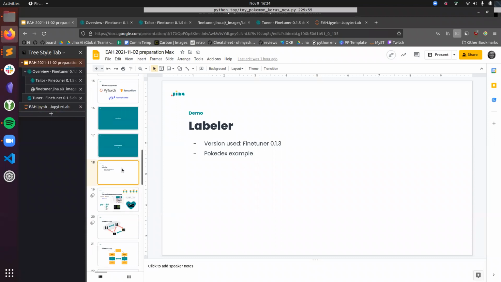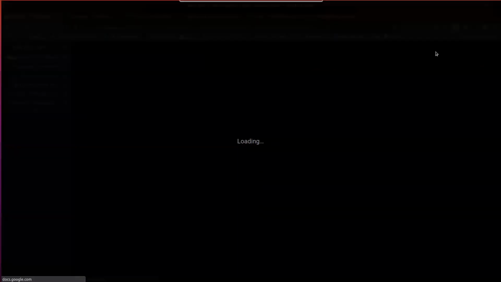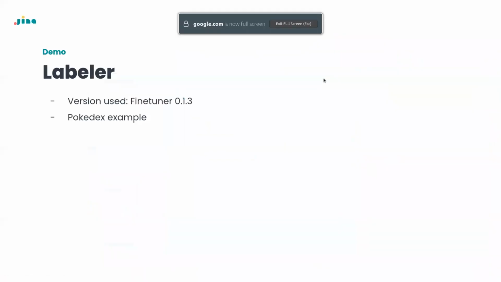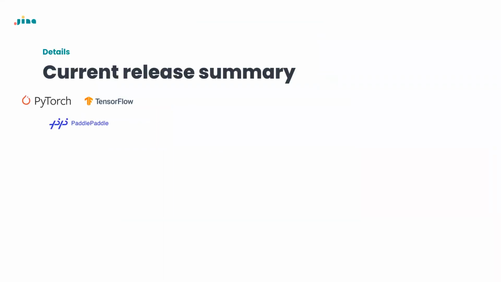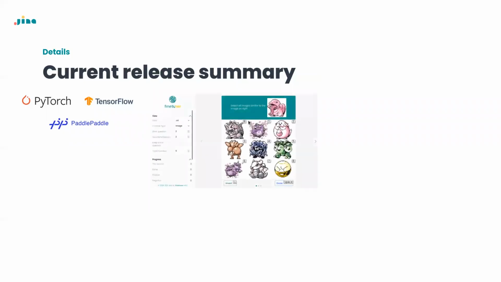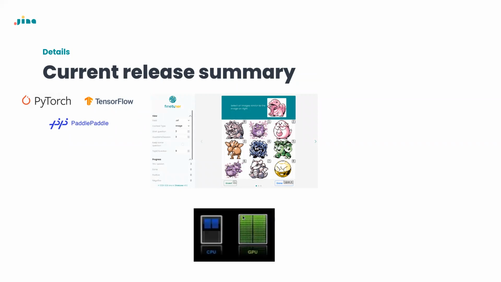And now, before we go to another demo, I want to talk about what we did with the first release and what we have in our current release of the Finetuner. So as said before, we have the 3 frameworks supported. We have a front end, which helps, as you will later also see, not only with labeling, but mostly also with understanding your data and having a look into your data. We support CPU and GPU on these 3 frameworks.